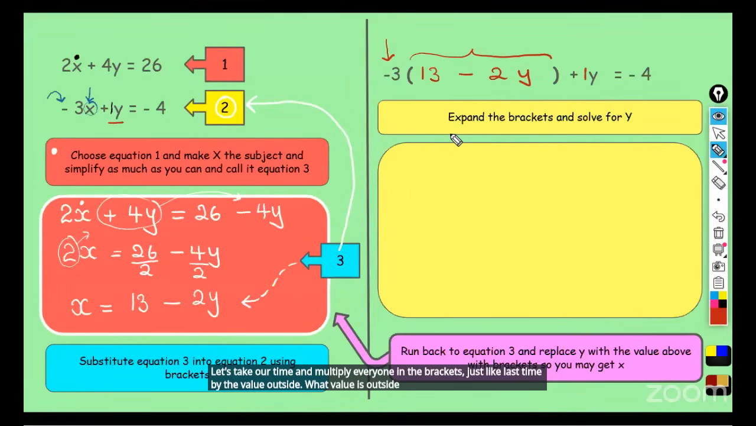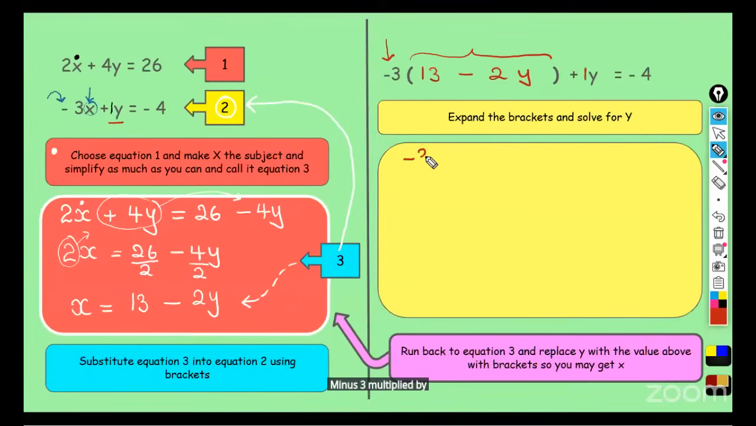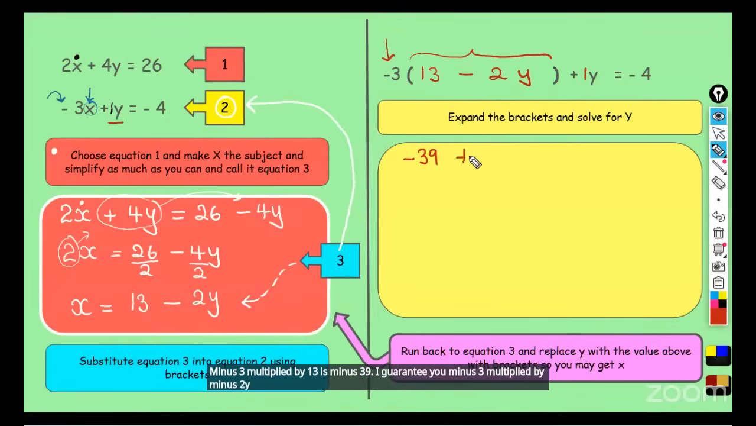Minus 3. Now, some of you might not be familiar with how to multiply negatives and positives. You can just use a calculator to help you. Minus 3 multiplied by 13 is minus 39, I guarantee you. Minus 3 multiplied by minus 2y. When you multiply two minuses, you get a positive.